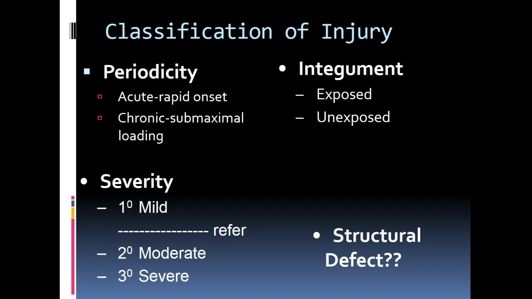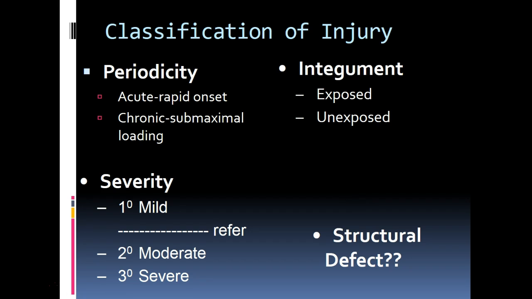And then last but not least, what we want to really look at is whether or not there's a structural defect. In other words, when we're palpating our patients, do we note any deformities in the tissue, in the bone, etc.? So when we classify injury, we really want to consider these 4 different components when we're classifying.